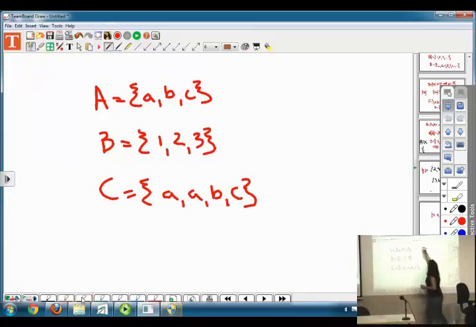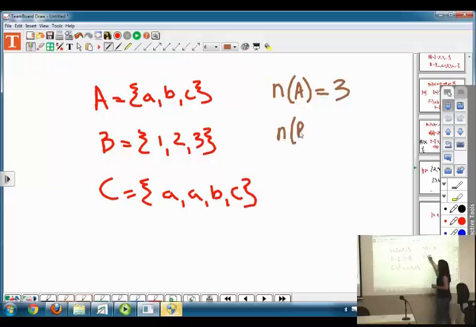So when I say the cardinal number, I say the number of elements in A. How many elements are in A? 3. The number of elements in B. How many elements in B? The number of elements in C. Yeah, I have 3 and 3.